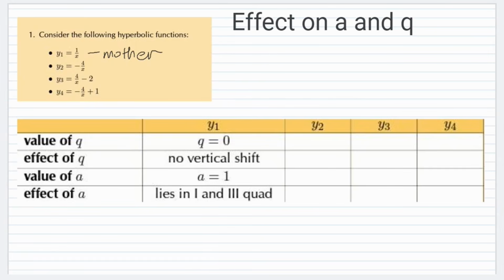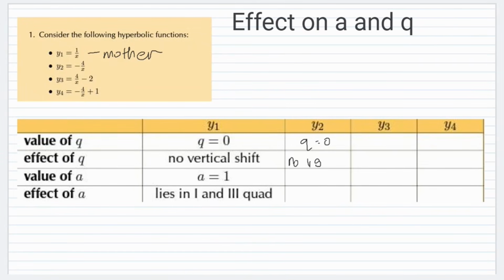We're going to talk about the value of q and the effect of q, and the value of a and the effect of a. For y2, we know that there is no q, so q is equal to 0. So there is no vertical shift. I'm going to write no VS, no vertical shift.